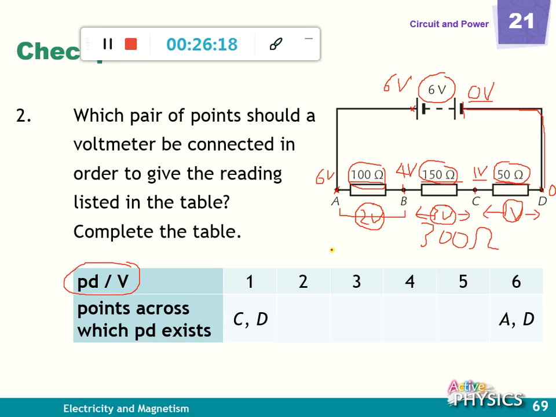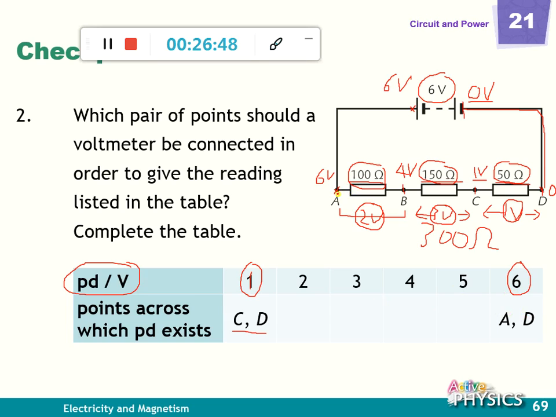After this, you can fill in this table. Look at this. We want to find out the difference is 1 volt. Then should be CD. What is C? C is 1. D is 0. 1 and 0, the difference should be 1. Of course, yes. How about the difference is 6 volt? Should be A and D. Because D is 0, A is 6. So this one should be 6. Now for the other combinations, you can try to find them out.